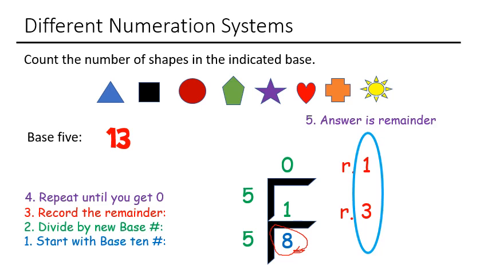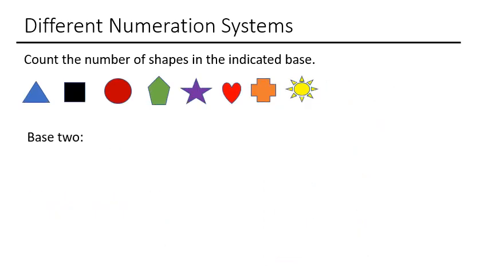Okay, so maybe it's clicking a little bit more. How about we do one more example? Okay, base 2. So this time we're going to be dividing quite a bit because we have base 2. So I'm going to start with my base 10 number, which is 8, and I'm going to divide by 2. I get 4. 4 times 2 is 8, so I have a remainder of 0.